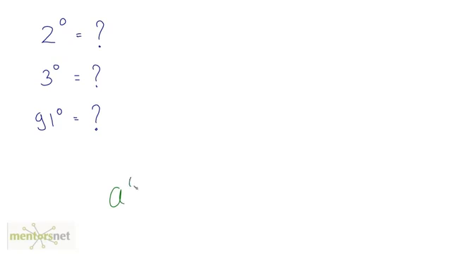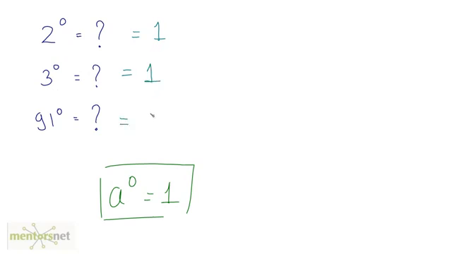Anything raised to 0 is equal to 1. This is a standard law. A raised to 0 is equal to 1. So 2 raised to 0 will be equal to 1. Also 3 raised to 0 will be equal to 1, and 91 raised to 0 is equal to 1. So anything raised to 0 is 1.